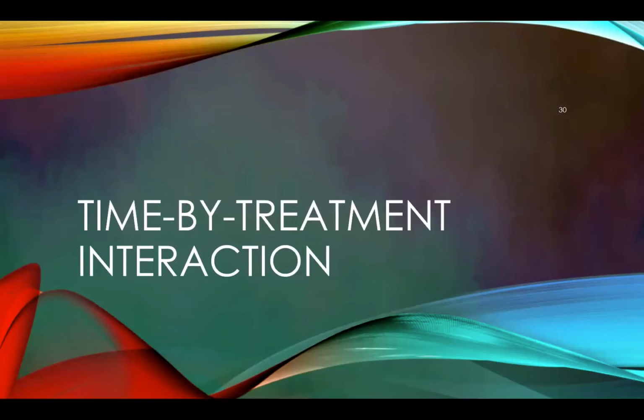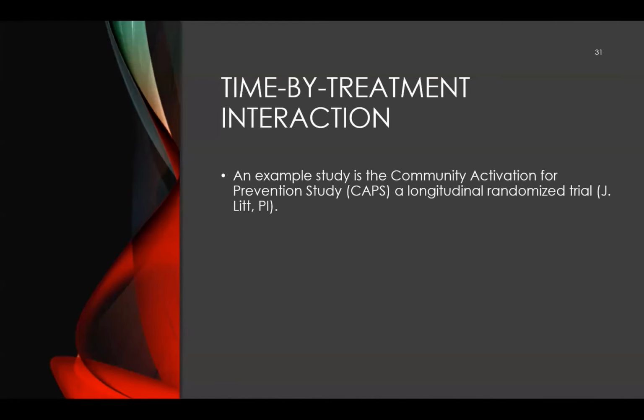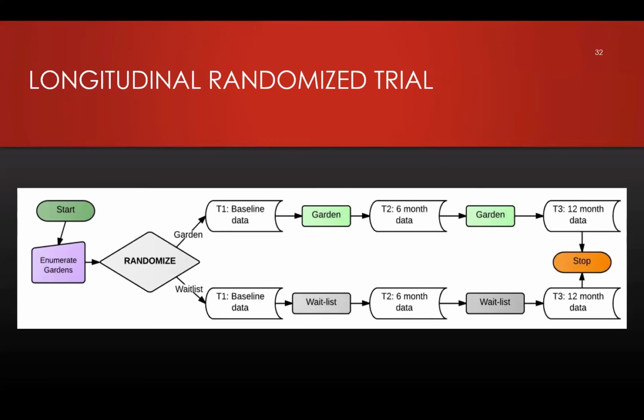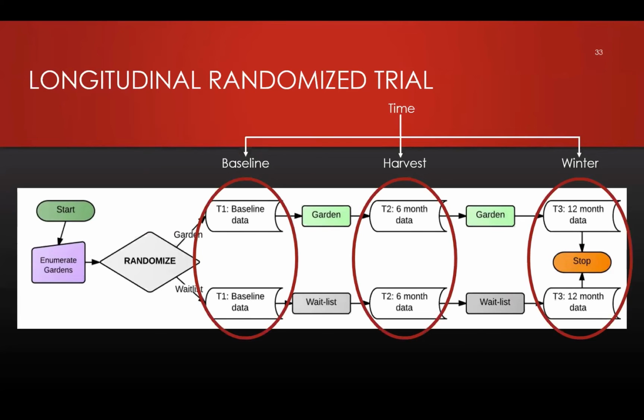So the next example is a time by treatment interaction. The example that I'm going to talk about here is the Community Activation for Prevention study, or the CAPS trial, which was a longitudinal randomized trial of gardening. So here is a flowchart of the CAPS trial. Measurements of fiber intake were collected at baseline, around 6 months during the harvesting season, and around 12 months during the winter that followed the gardening season. So this is the time component of the time by treatment.